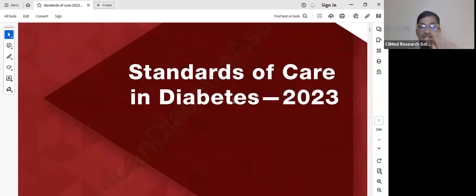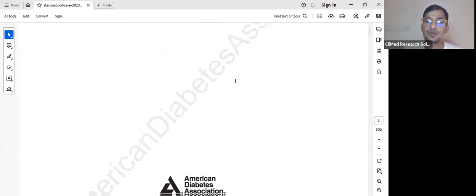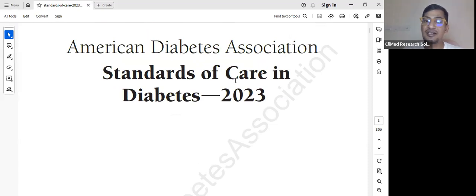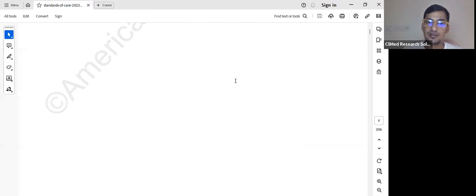So that is just the format of how they usually come up with them. I mean, it's just crisp, what I told you, right? But now let's come to the main point: the American Diabetes Association Standards of Care in 2023 guidelines.